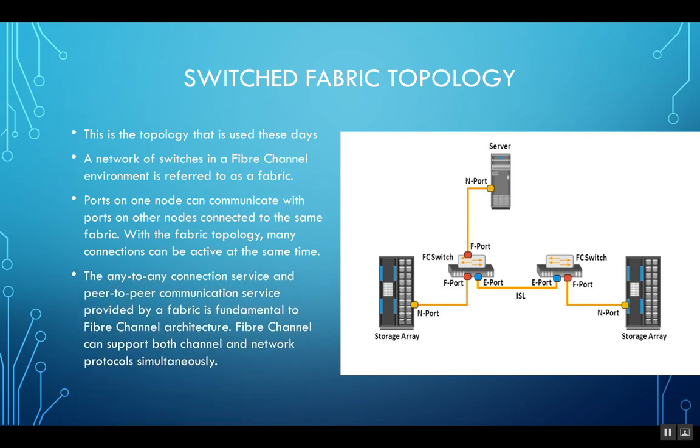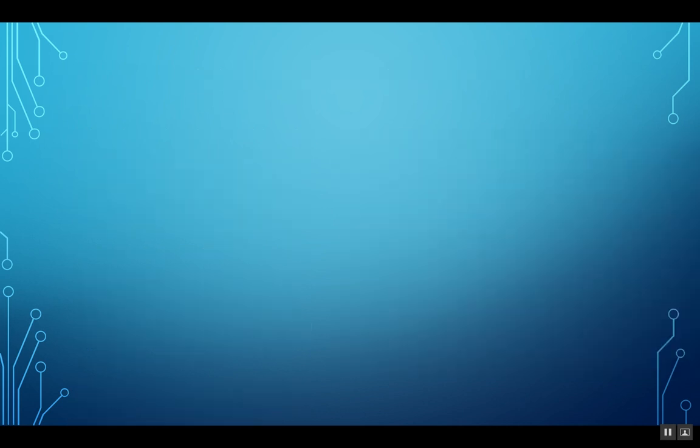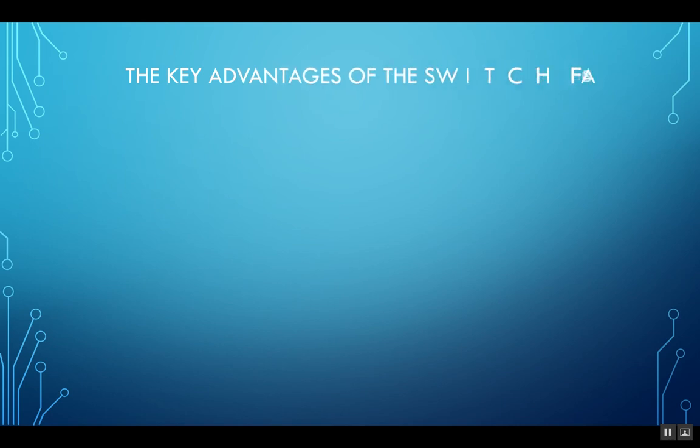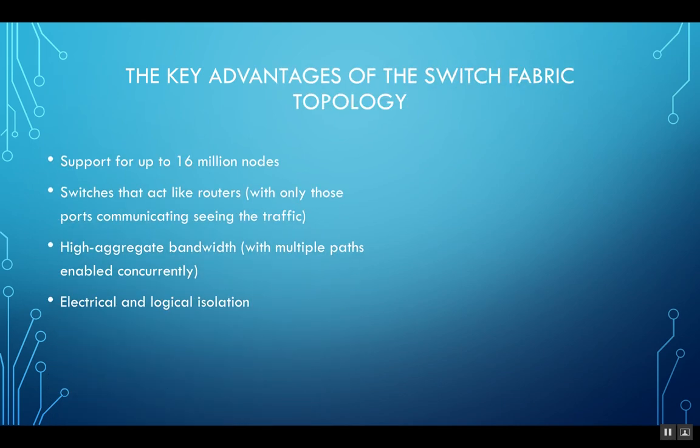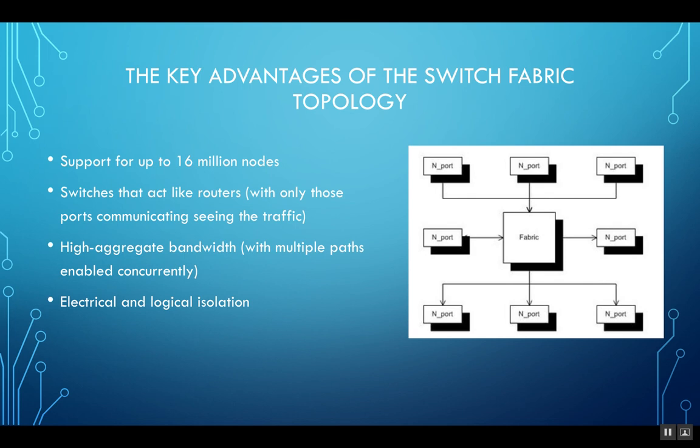The any-to-any connection service and the peer-to-peer communication service provided by the fabric is basically fundamental to the fiber channel architecture. Fiber channel architecture can support both channel and network protocols simultaneously. It uses intelligent switches basically for its communication to happen. The key advantage of switch fabric topology is that it can support up to 16 million nodes. Yes, you heard it right, 16 million.